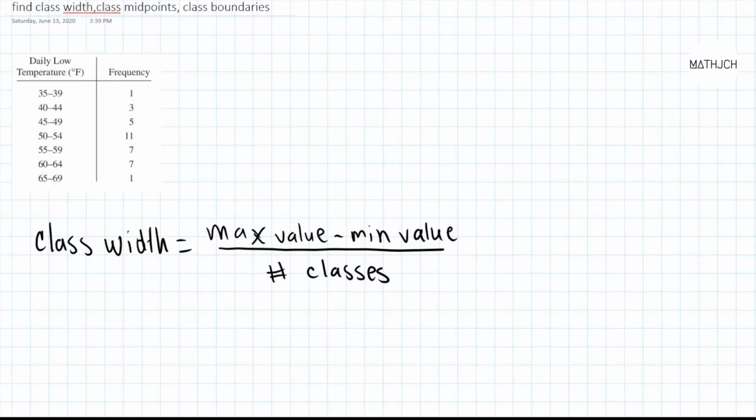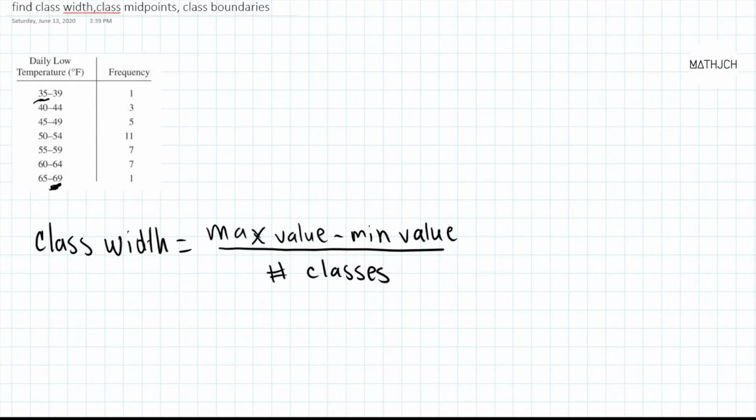Remember, these values are coming from the left portion of our table. For example, our maximum value is going to be our last number that appears on the table, in this case 69. Our minimum value is going to be the first number of our first range, in this case the number 35 right here.